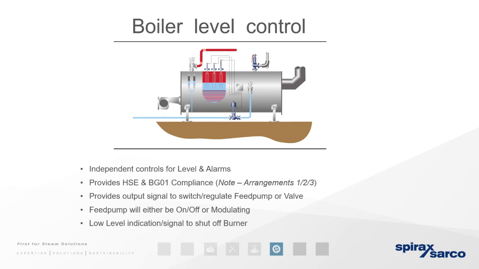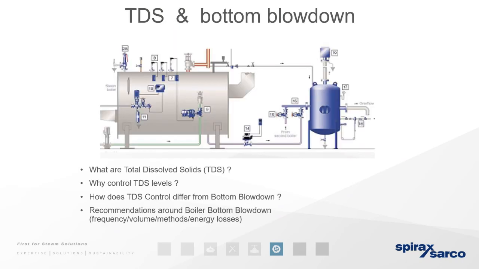We can use either a magnetic, conductivity or capacitance probe to send a signal to either an on-off or modulating pump or control valve to control this water level. Typically, an on-off pump is cheaper and simple to install. A modulating system is responsive, much more efficient, and produces a consistently better quality of steam. So therefore, it is a much better way of operating your boiler.